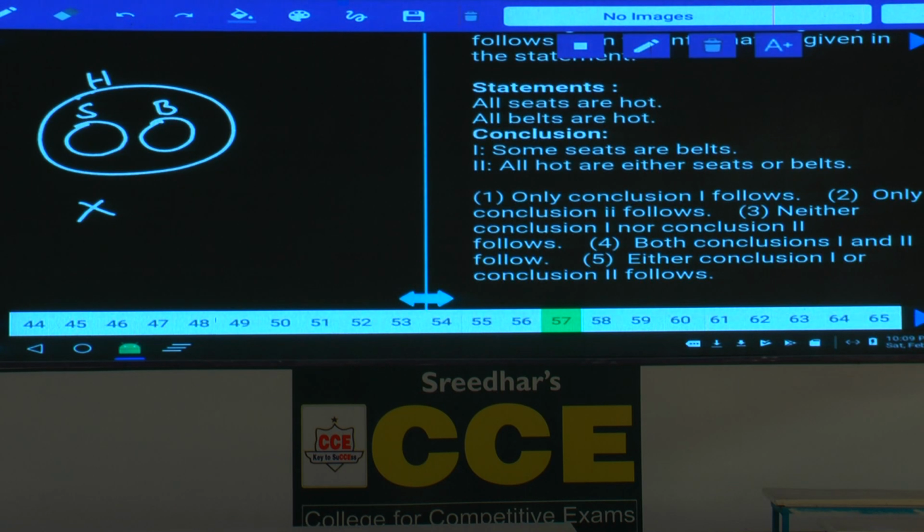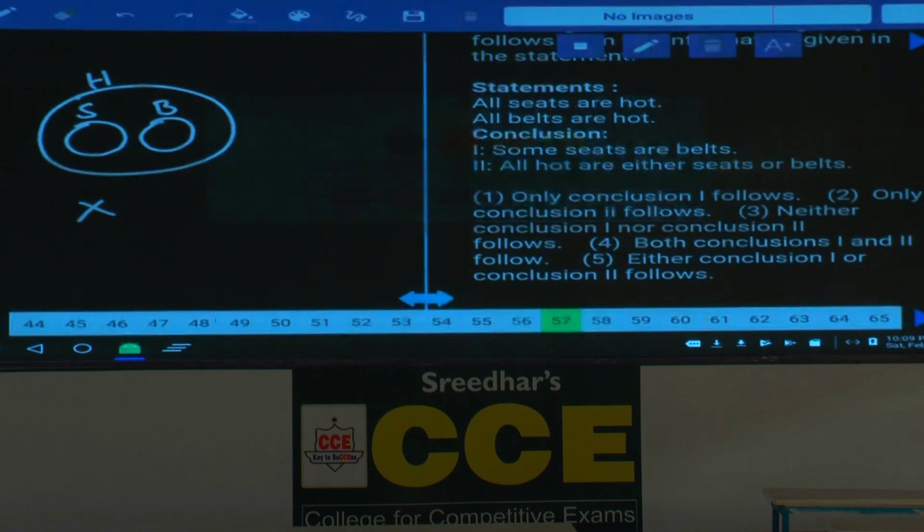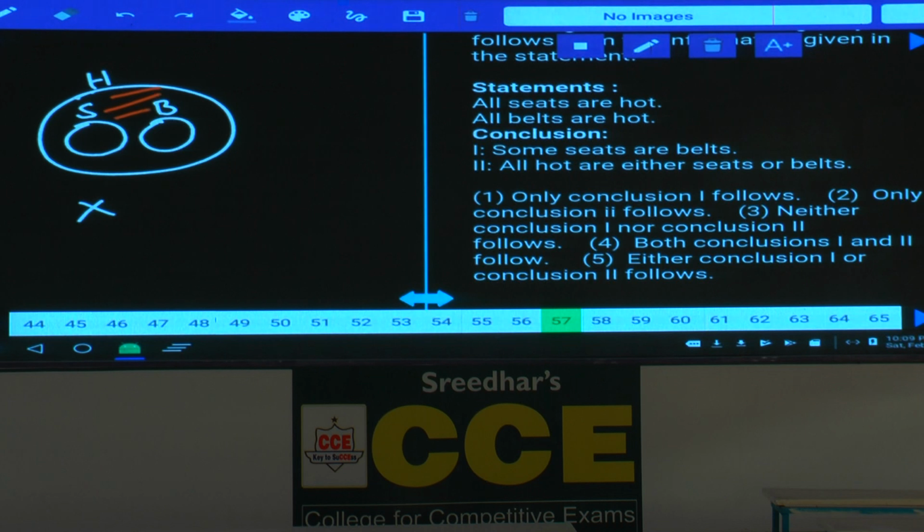All hot are either seat or belt. Tell me what can we say about this one? Now, what happened to this region here? Now this entire region, that means the region which belongs to these two, isn't it?